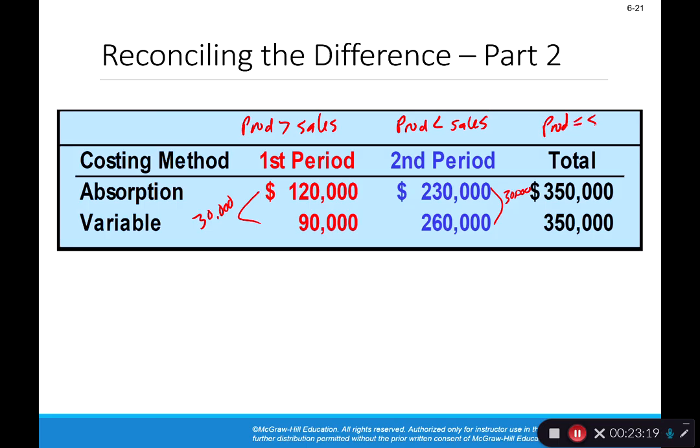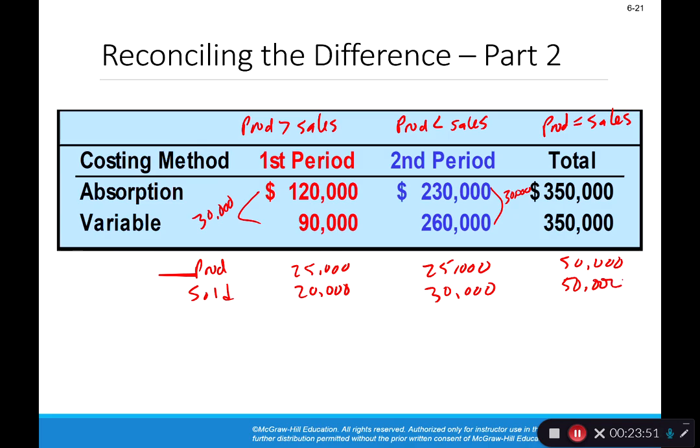This only matters when production is different than sales, because as you can see over the course of the 2 years, when production and sales are the same, the total for the 2 years is 350 under each method. So if you don't remember, we produced 25,000 in both years. We sold 20 in the first year, 30 in the second year. So in total, we produced 50 and we sold 50. So whenever production equals sales, absorption and variable income are going to be the same. But that doesn't happen in the real world very often. We usually produce a different amount than we sell.